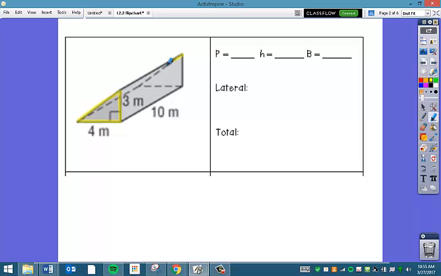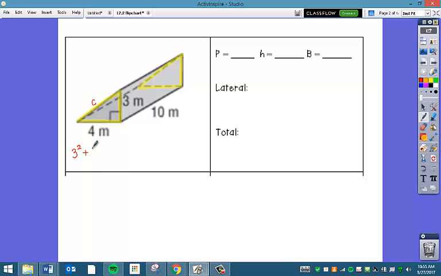So this is the base and this is the base. So my bases are triangles. I need to figure out the perimeter of these bases. They're right triangles. This side is 4, this side is 3. In order to get the perimeter of the base, I need to figure out what this hypotenuse is. I'll call it C. I'm going to have to do Pythagorean theorem to get that hypotenuse.